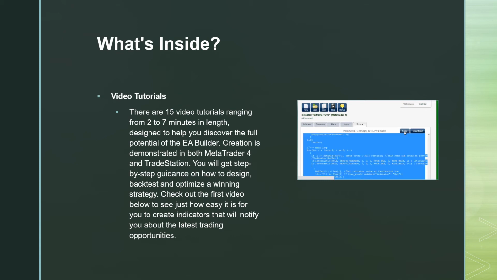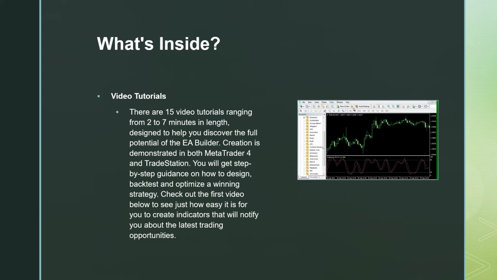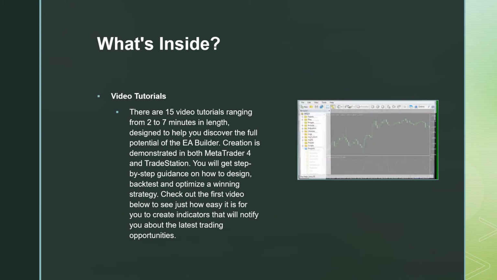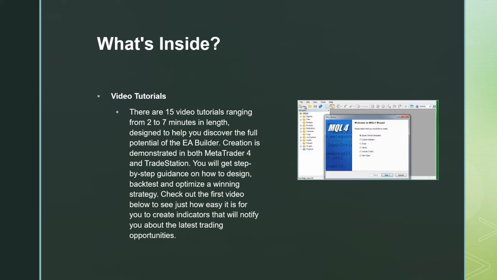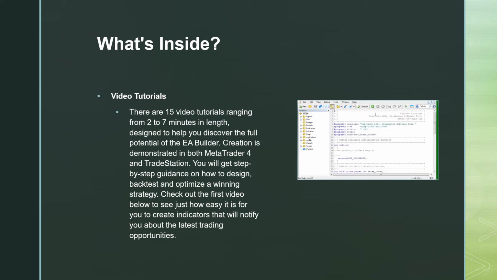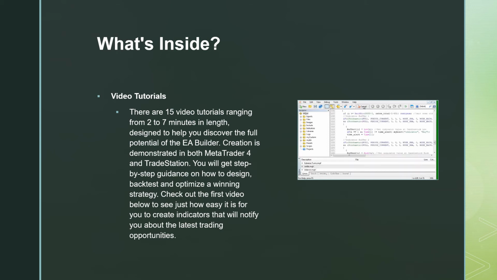I will copy the source, open MetaEditor, create new, custom indicator, give it a name, and the settings do not matter because they will be overwritten. Finish. Control A to select all, delete, and Control V to paste. Compile it. It was successful with no errors.